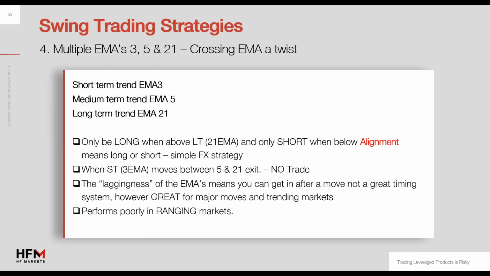So let's check the fourth swing trading strategy. Multiple exponential moving average. So we use 3 moving averages, 3, 5, and 21. It's pretty easy, something that we have covered in the past. So it's when you have a crossing of these moving averages.